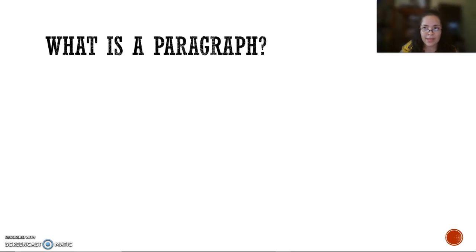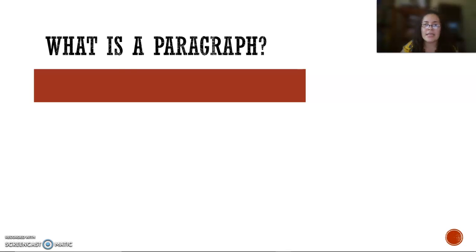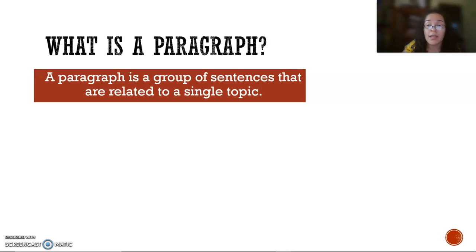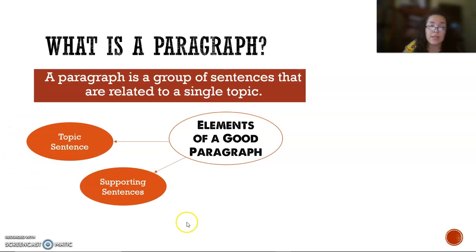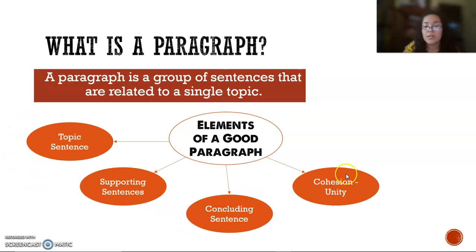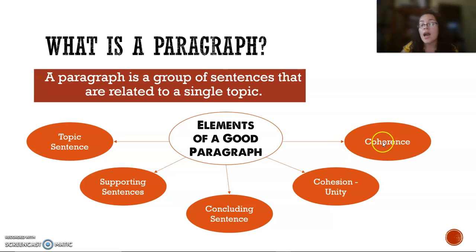steps or some definitions. So, what is a paragraph? A paragraph is a group of sentences that are related to a single topic, but we have five main elements: the topic sentence, the supporting sentences, the concluding sentence, the cohesion or unity, and coherence. So, let's see each of them.